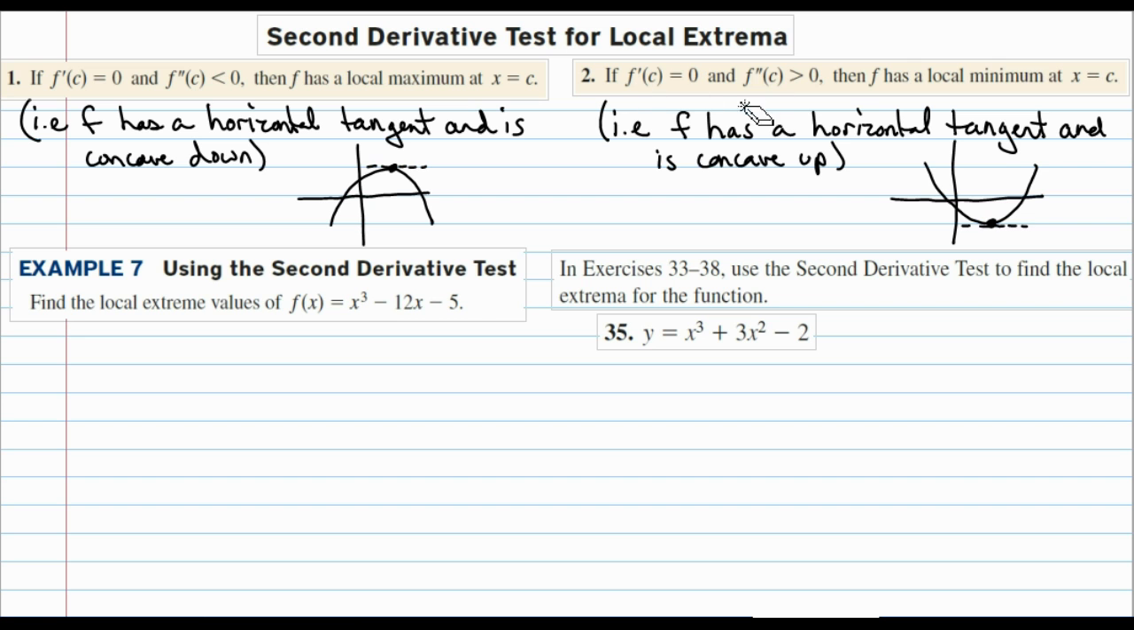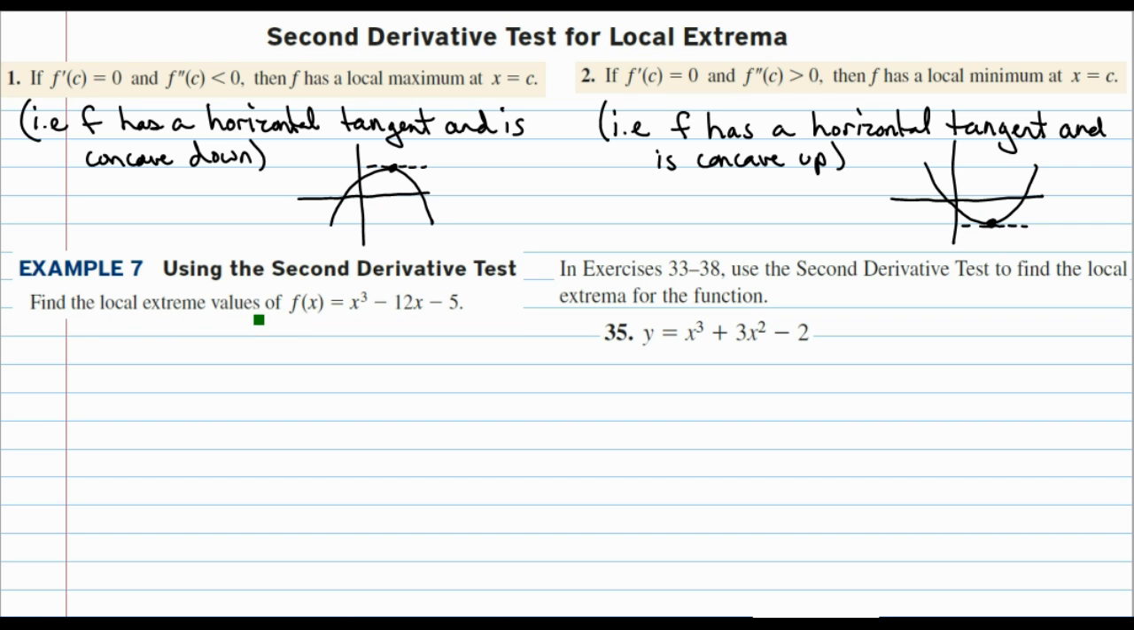Number 2, the second option here is if we have f prime of c equaling 0, and then the second derivative is greater than 0, so the original function is concave up, a very similar situation, and then you have a local min in f at x equals c. So we'll use that second derivative test here in example 7.